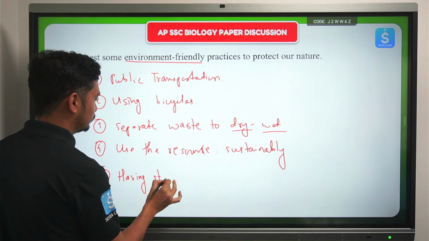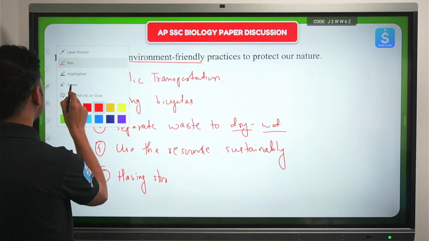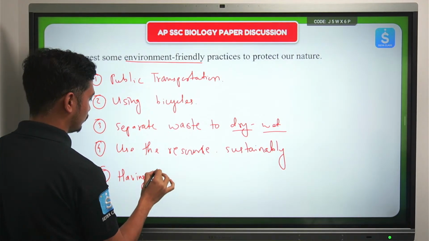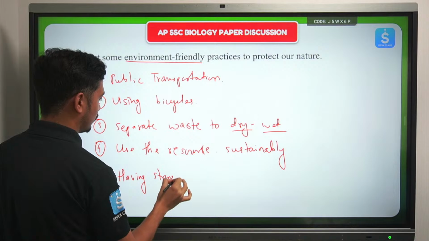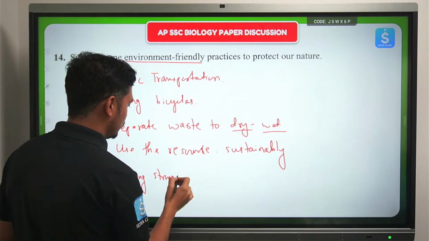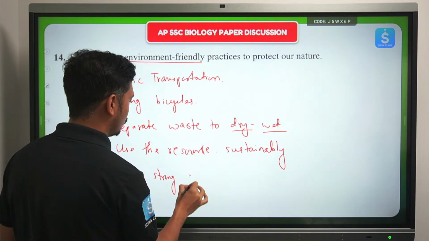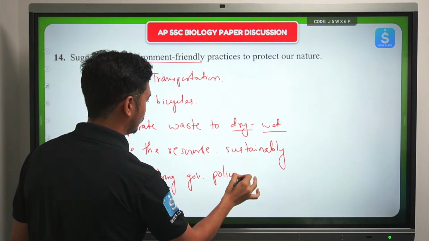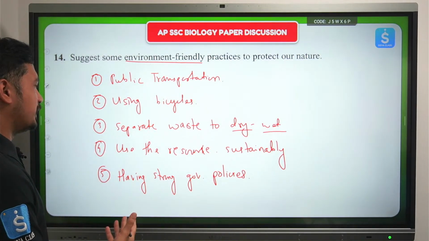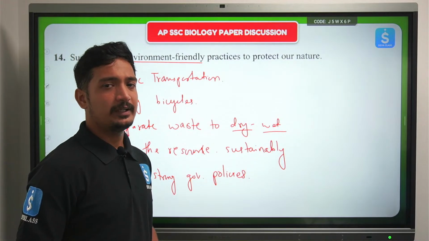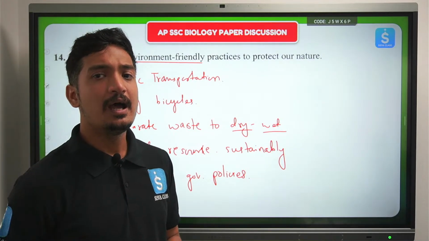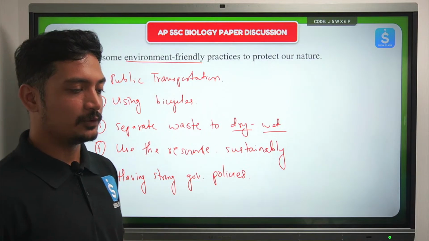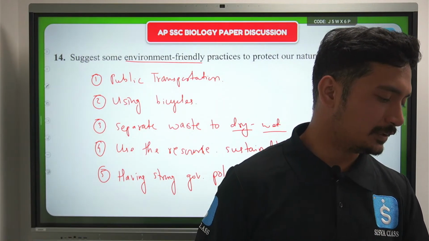strong or very stringent government policies, and so on and so forth. So there are tons of things that you can write because it's a very open-ended question. I've written a few pointers. If you have written something similar to this, then you will get the scores out of it.